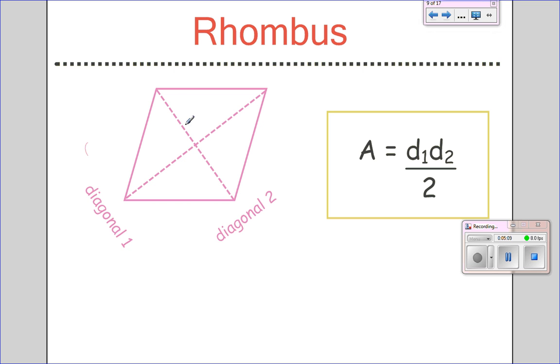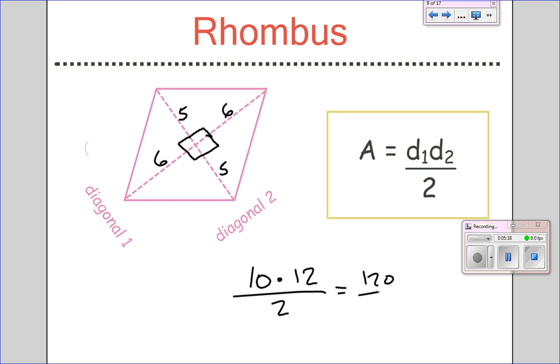Notice also that in a rhombus, the diagonals are perpendicular, so they make right angles with each other. So in theory, I could use the Pythagorean theorem. So let's say this piece is 5 and this piece is 5. This piece is 6. Well, what would this be? Well, it's got to be 6 because the diagonals bisect each other. So all of diagonal 1 is 10 times all of diagonal 2, which is 12, divided by 2. So notice I'm not adding, but I'm multiplying. So 120 divided by 2 equals 60. So that would be the area of this rhombus.